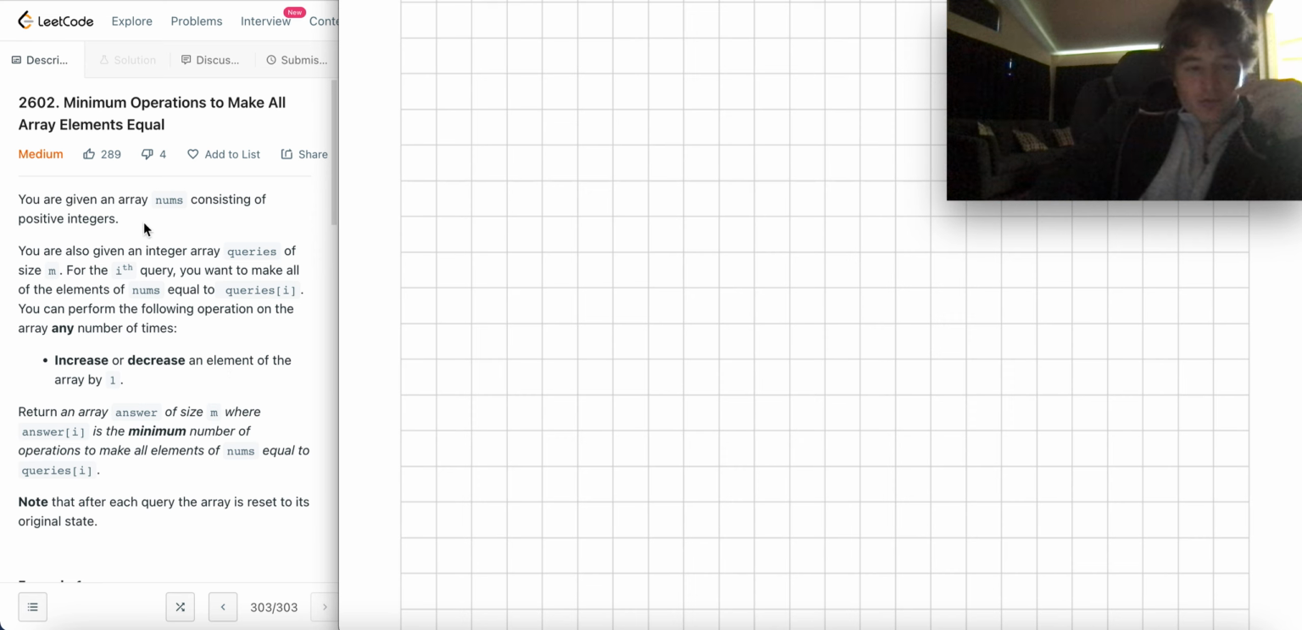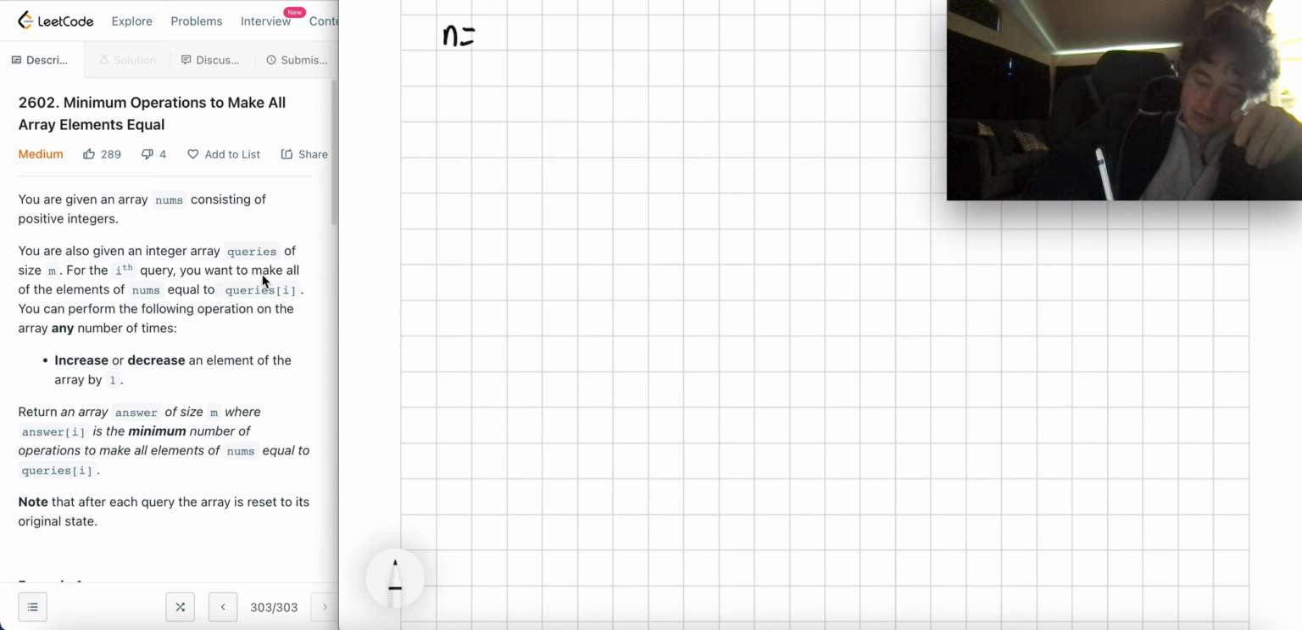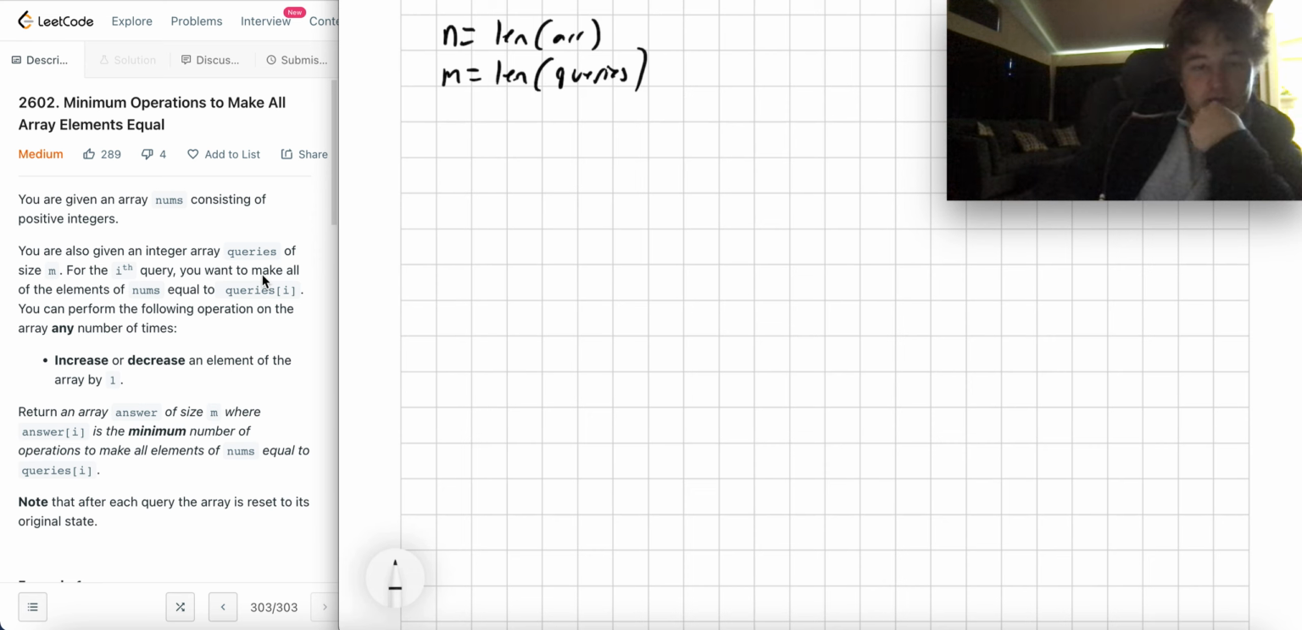So you're given an array nums consisting of positive integers. You are also given an integer array queries of size m. Let's just say that n equals the length of the array, and m equals the length of queries. Don't know if that's important, but it probably will be in terms of the time complexity. So it's something to consider.